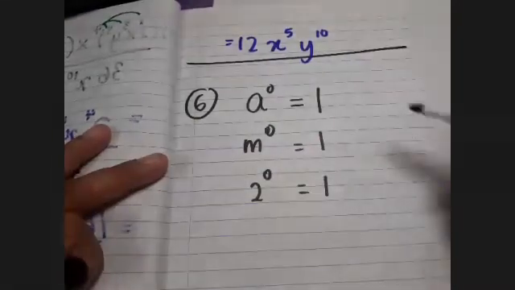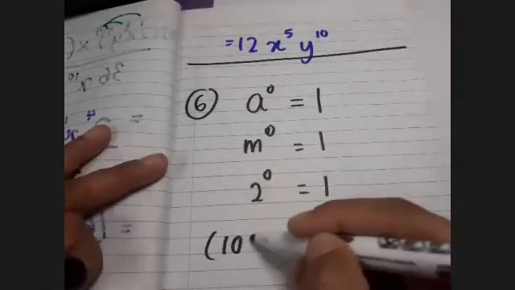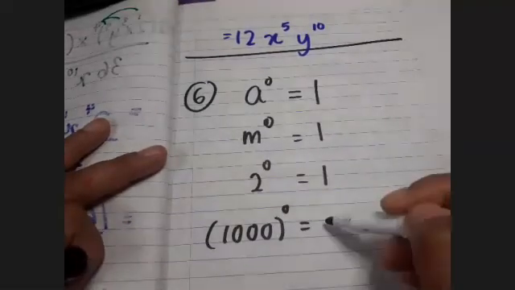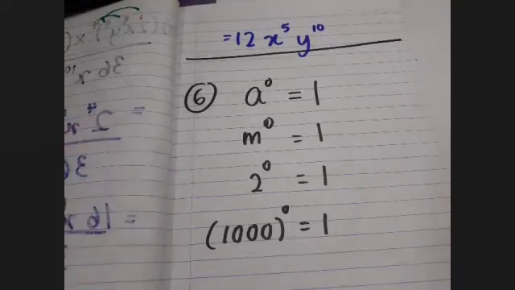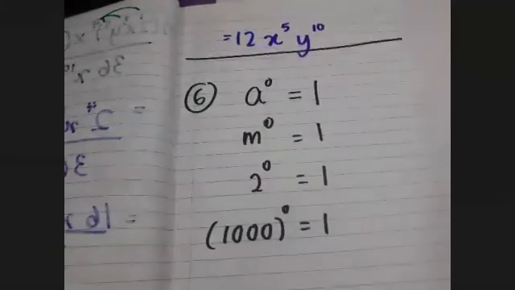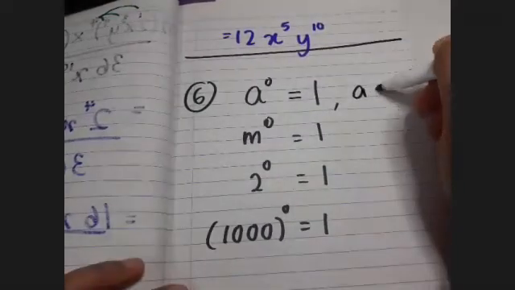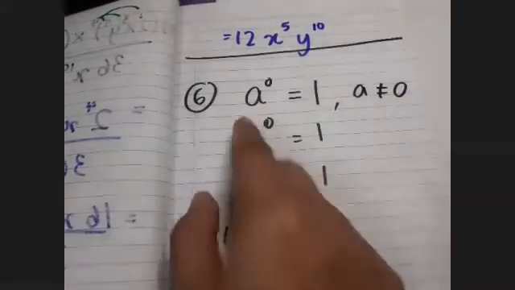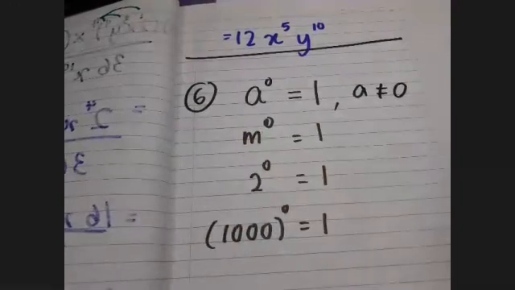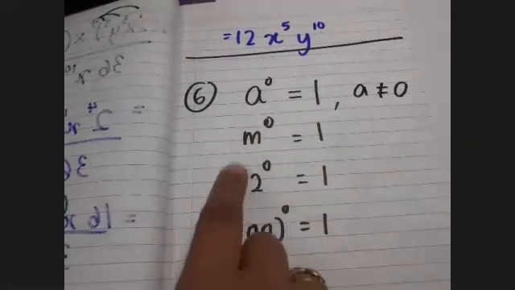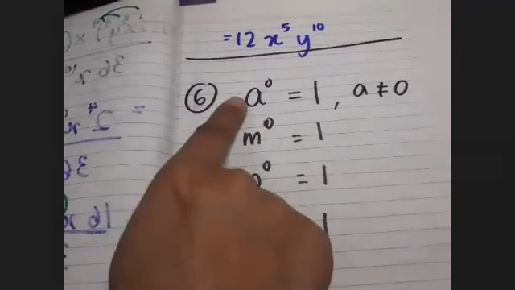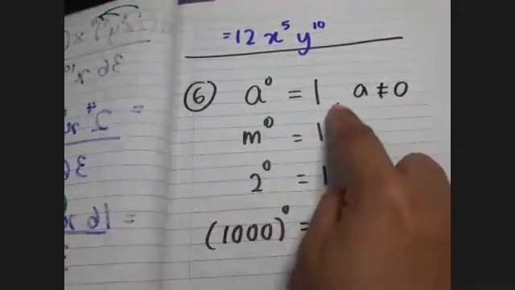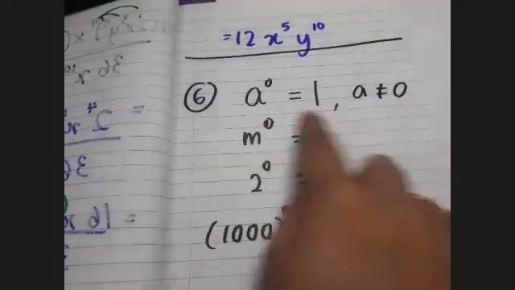You will get 1. If I have 1000 power of 0, what is the final answer? Equal to 1. Yes. Okay, and a cannot be 0. If a equals 0, then no index here. Any unknown, or any number, power of 0, the answer must be 1. Remember.